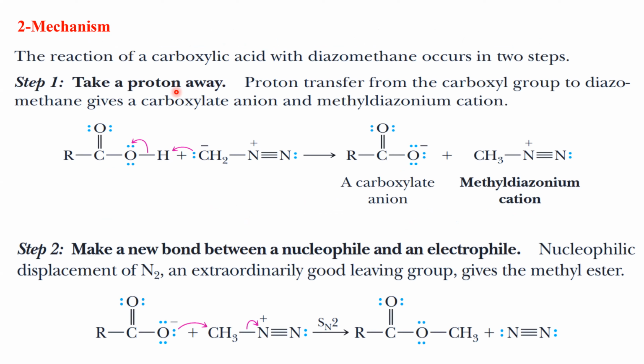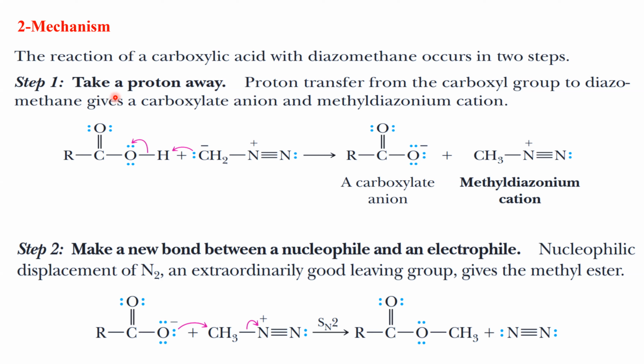The reaction of a carboxylic acid with diazomethane occurs in two steps. This is comparatively simpler in a way, as it involves very few steps as compared to the Fischer esterification, but in the lab this is more difficult to handle as compared to the Fischer esterification.